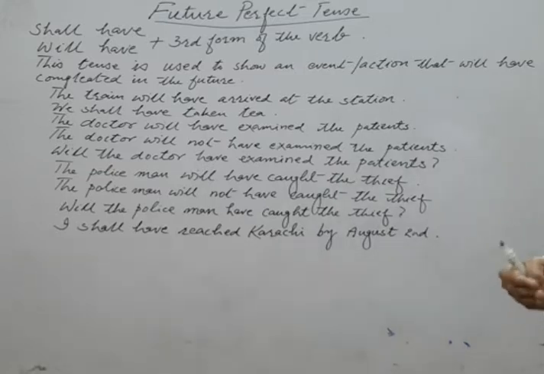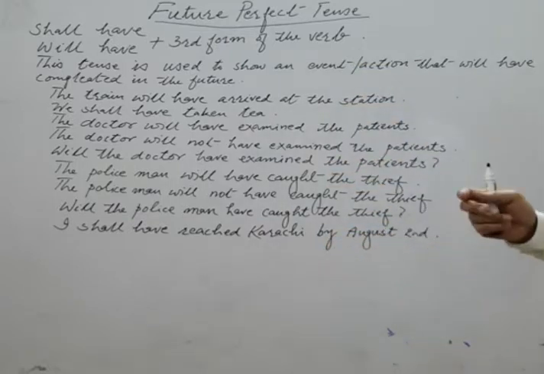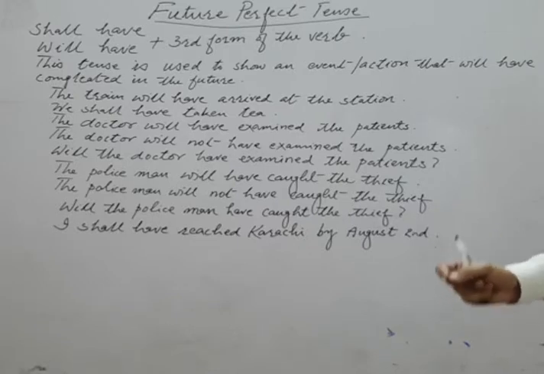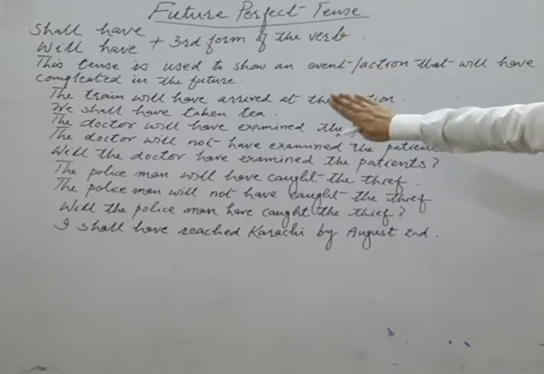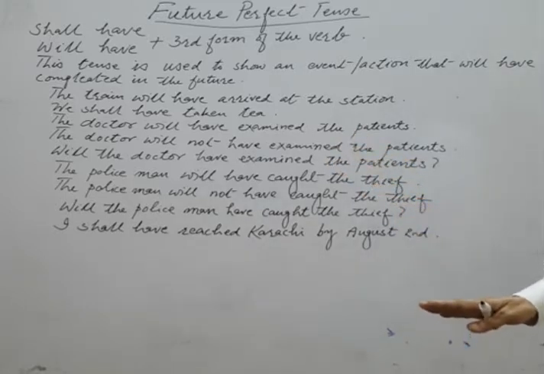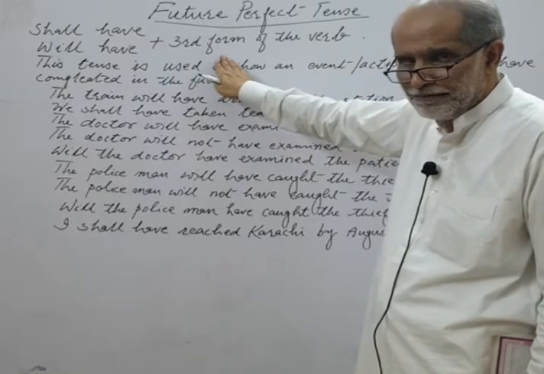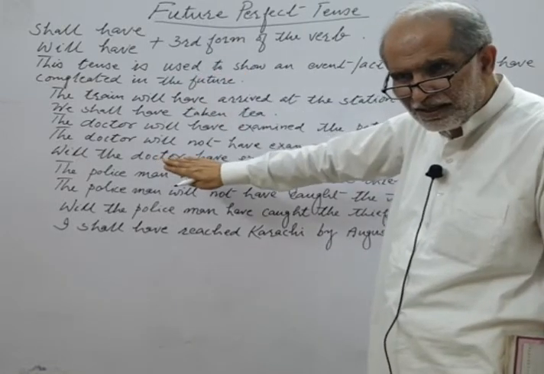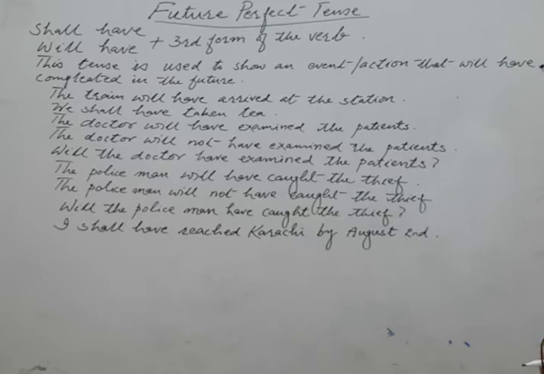We are coming very close to finishing these tenses because these are basic things. Wherever, until the end of your life, these tenses will be used. If you are good at tenses, you are good at English. So these are minor things. Shall have, will have, third form. Shall not have, or shall have, in questions and negative. So these are very simple examples of future perfect tense.